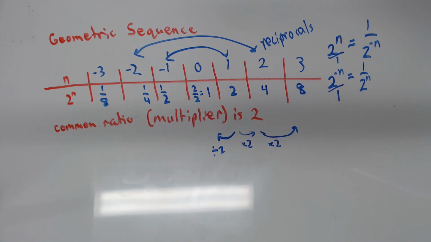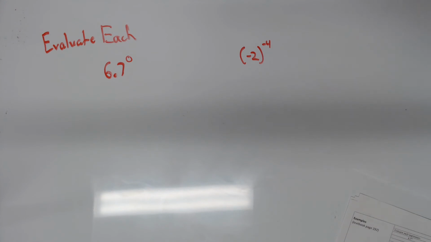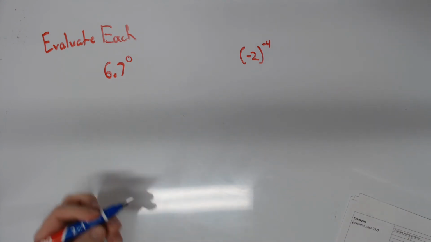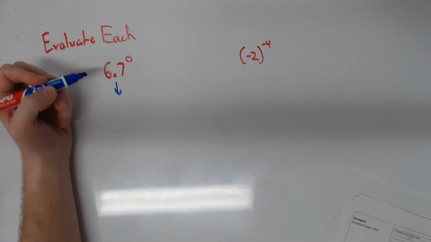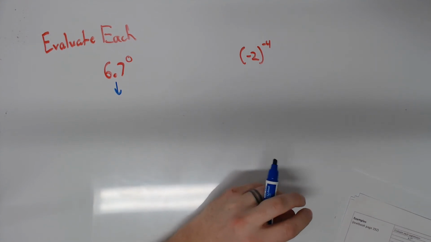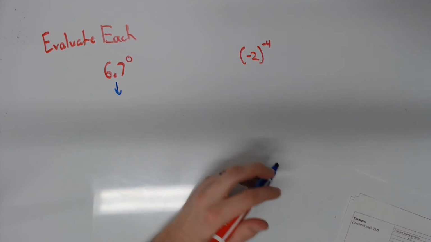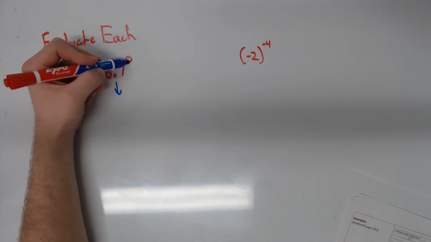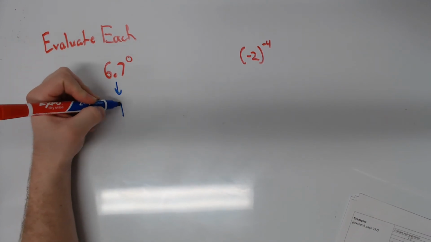So let's go look at some examples. I'm going to start by evaluating a couple. 6.7 to the 0 power is really easy if we remember one of our properties. Anything with a 0 exponent evaluates to 1.